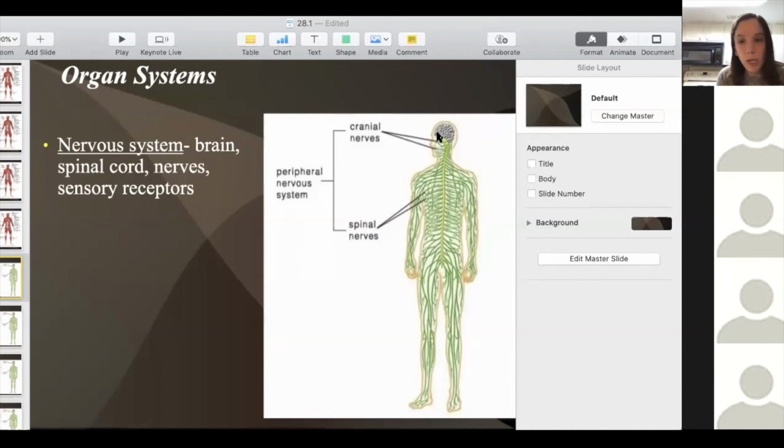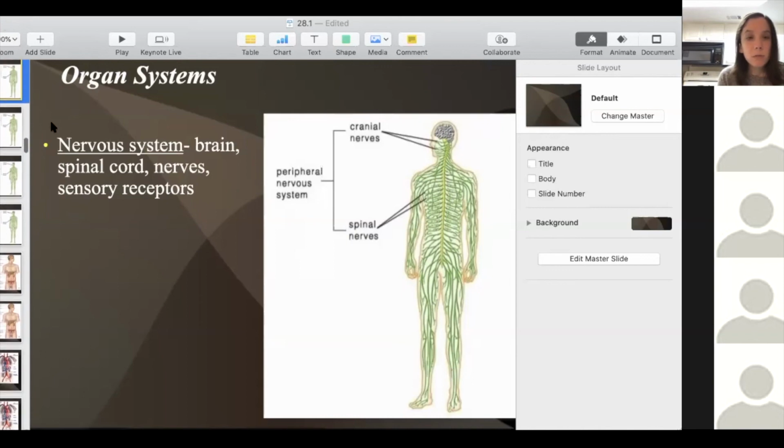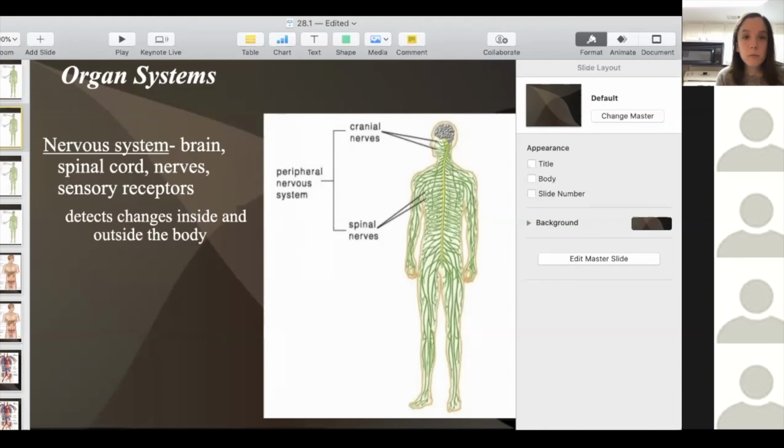Also included would be the brain, the spinal cord in yellow, and sensory receptors. So that'd be things like your ears, your eyes, your taste buds, things that pick up senses. So the job of the nervous system is to detect changes inside and outside the body and alert the brain to these changes.